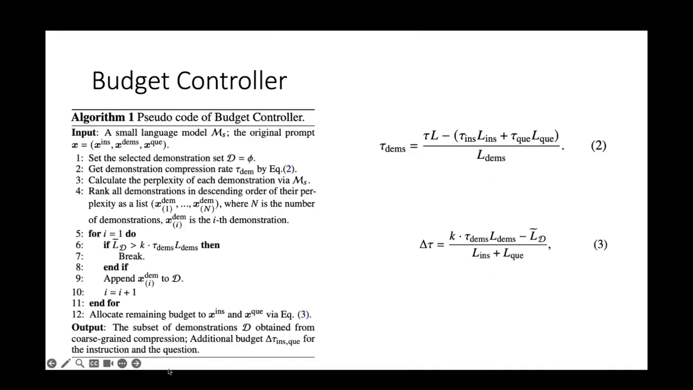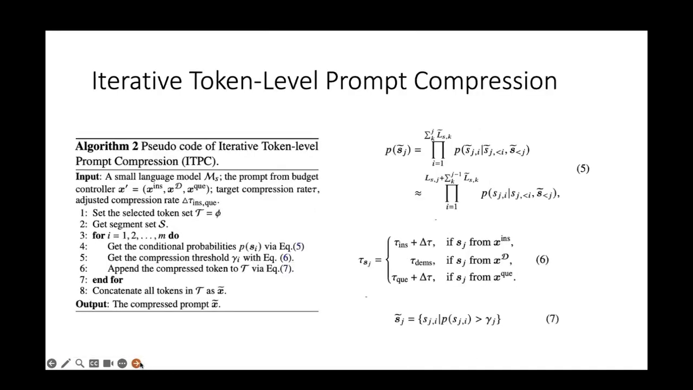Just one bit. And then we'll follow the iterative token level prompt compression. Just 1 minute. So basically in here it has 3 equations. Instead of following the equations, we'll first see what it's actually doing.